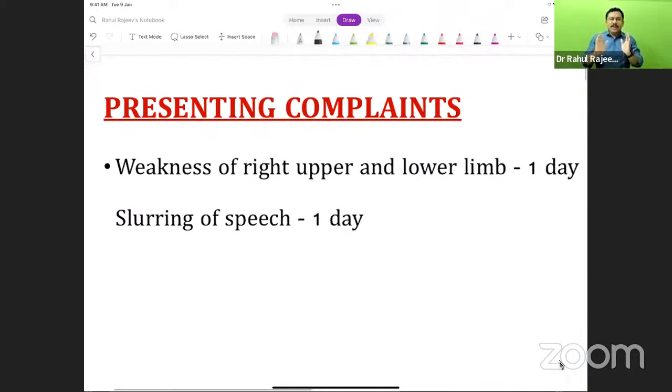Presenting complaints: weakness of right upper limb and lower limb of 1 day and slurring of speech of 1 day duration. Now, you tell me, on hearing this symptom, as a clinician, what should come to my mind? Can you tell me? Just type in the comment section. Okay, so we have almost 1,500 students who are attending this session live. So happy to see that. So I'll tell you the analysis.